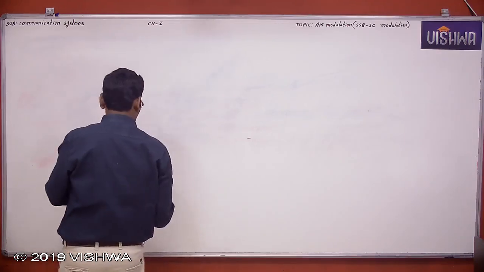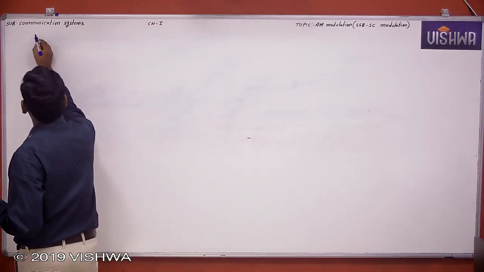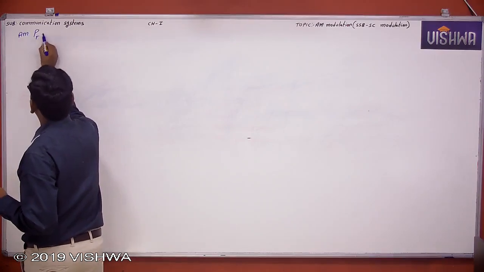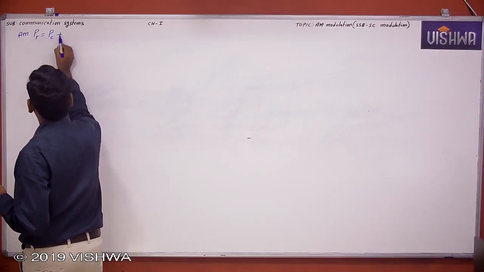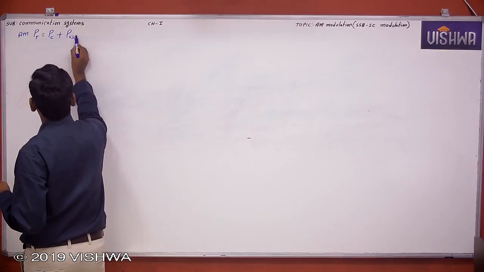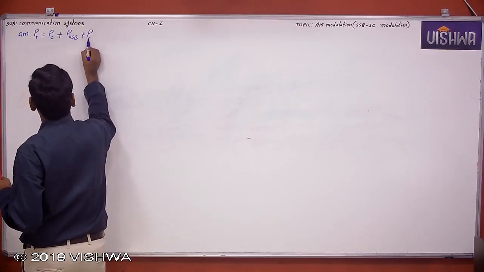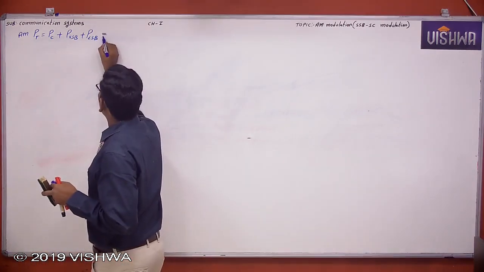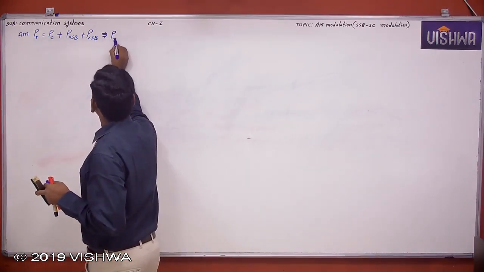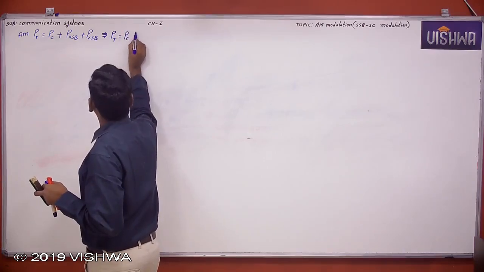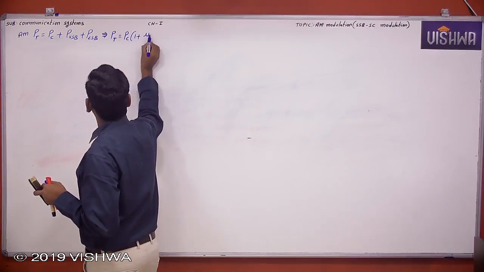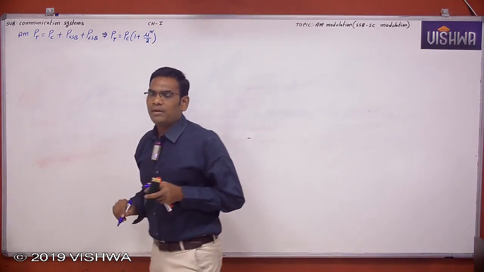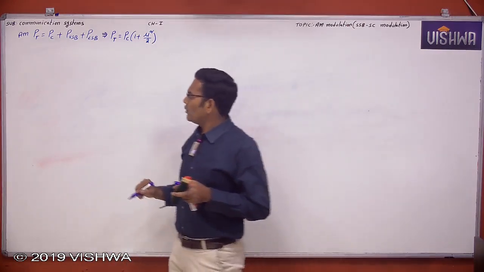All the modulation techniques we studied so far. AM. What is AM? In AM, the total power is equal to carrier power plus upper sideband power plus lower sideband power. Therefore, the total power is equal to PC into 1 plus mu square by 2. This is the power distribution in AM, amplitude modulation.